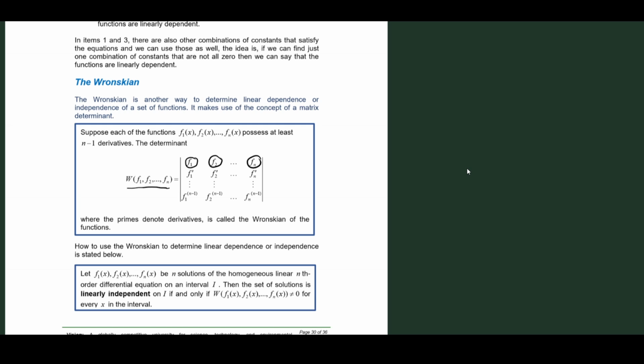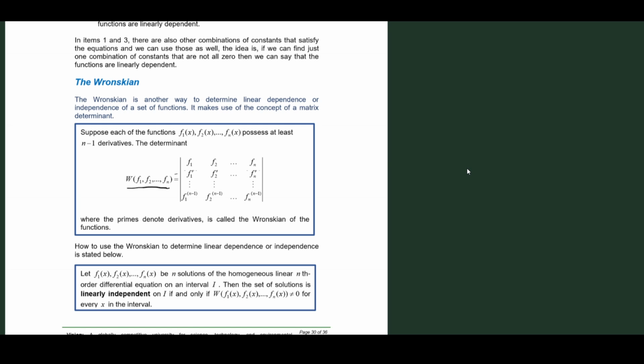And then you create an n by n matrix. For the second row, we get the first derivative: the first derivative of f1, the first derivative of f2, through the first derivative of fn, until you get to f1 raised to n minus 1, f2 raised to n minus 1, and then fn raised to n minus 1. So that's how you set up the Wronskian.